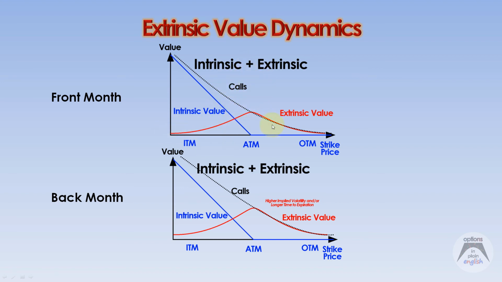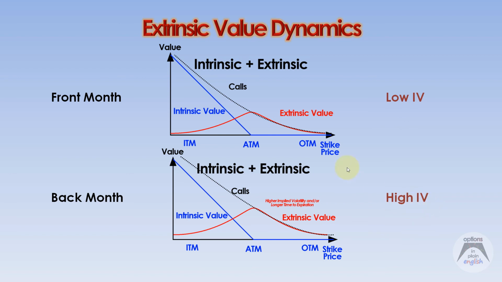So this curve is dynamic. It changes, and it also changes if implied volatility goes higher. Let's take a look at a second example. What if it goes from a low implied volatility to a high implied volatility? And this happens quite often.